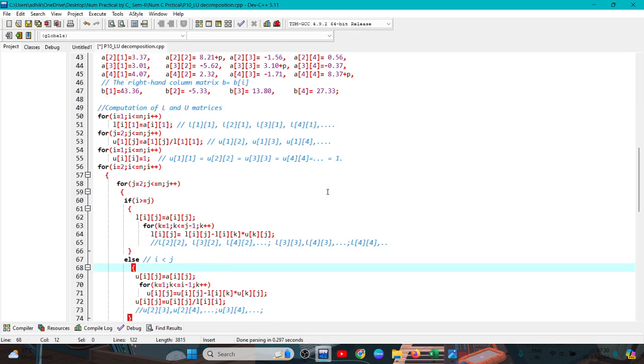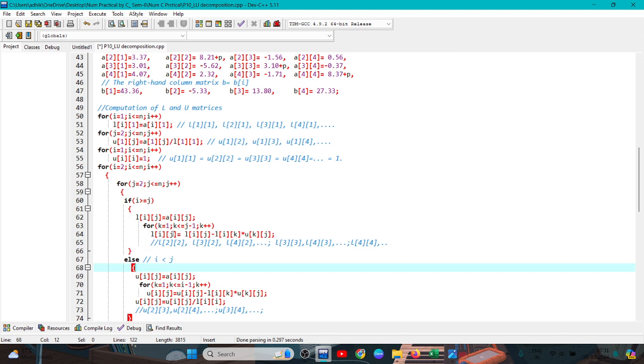So we calculate first i equal to 2, and j runs from 2. So first i equal to 2, j equal to 2. Here i equal to j because 2 equal to 2. So here L22 equal to A22. Now for k equal to 1, next this inner loop, this k.